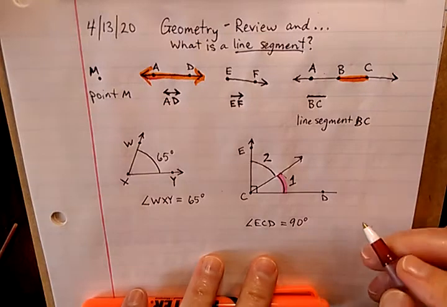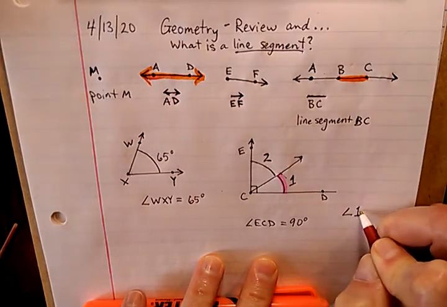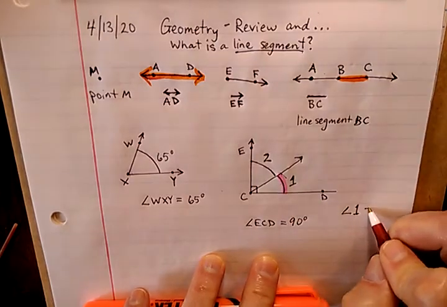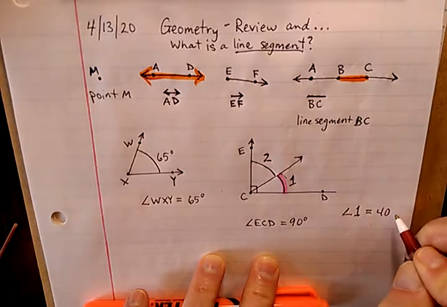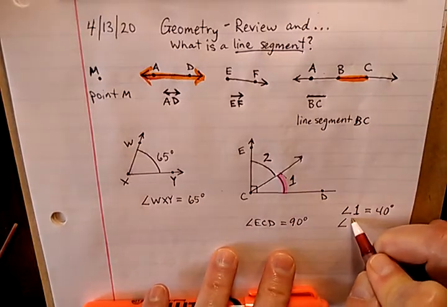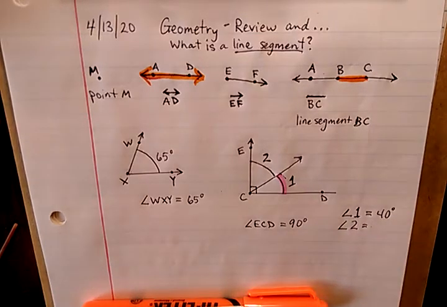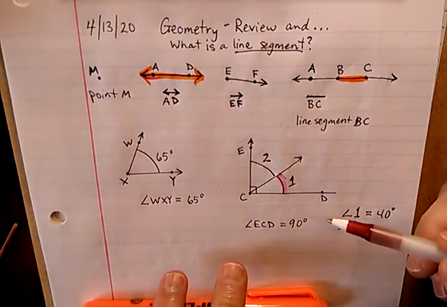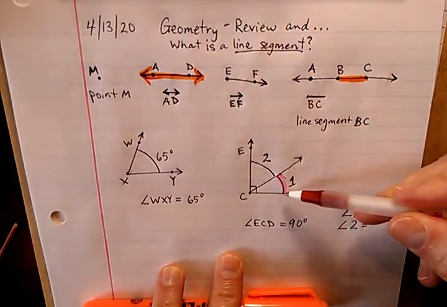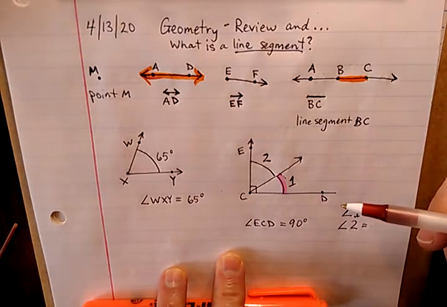Let's say that angle 1, let's write that down like this. Angle 1, we're referring to this angle right here. We'll say that that's a 40-degree angle. Can we figure out the measurement of angle 2? Well, do you remember complementary angles? If we have a full 90-degree angle and there's 2 parts, then the first angle and the second angle have to add up to 90 degrees.